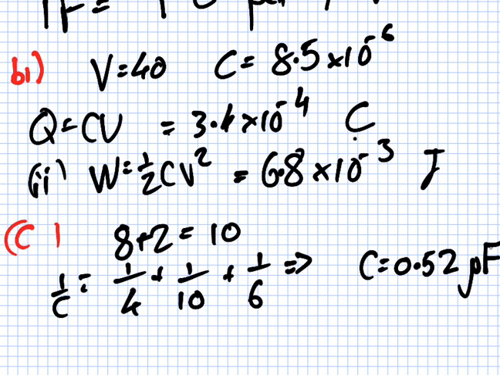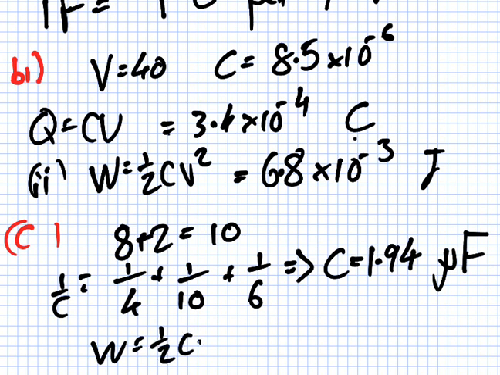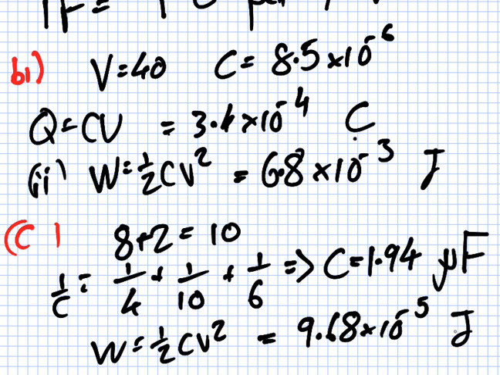Okay, and now, no, that's not a top. You forgot to flip it. C equals 1 over that, so we get 1.94 microfarads. But we want the energy, so energy is a half CV squared. The voltage is 10. So if I put all my numbers into my formula, I get 9.68 times 10 to the minus 5 joules.